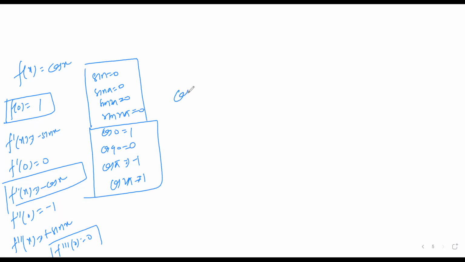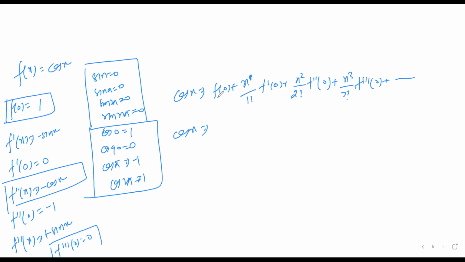So now use the formula for cos x. First I need f of 0. Write it down again and again so that you can remember the formula. f of 0, x to power 1 by 1 factorial, f dash of 0, x square by 2 factorial, f double dash of 0, x cube by 3 factorial, f triple dash of 0, and so on. So write for cos x: f of 0 is 1, x by 1 factorial, f dash of 0 is 0, x square by 2 factorial, f double dash of 0 is how much? It's minus 1.